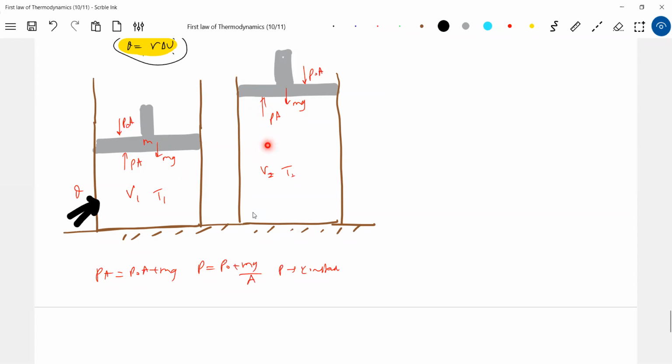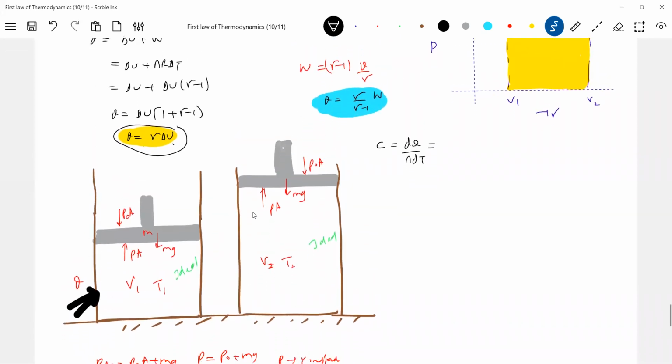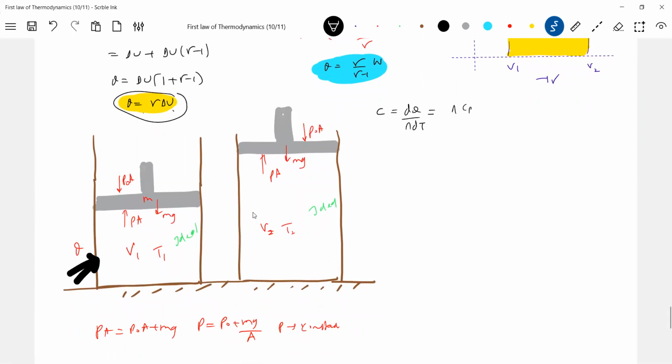On its own, the gas will not decide what process it should undergo. The external agent should create conditions for the gas to undergo that particular process. The gas means here it's ideal only. So what is the Cp molar capacity? Shall we define dq by n dt? Now, what is the dq? n Cp dt. So the molar capacity of a gas now will be constant.